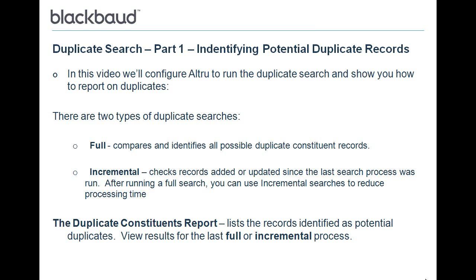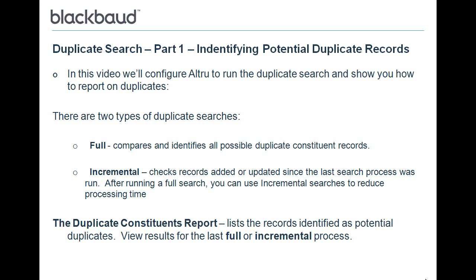There's the full search, which compares and identifies all possible duplicate constituent records in the database, and the incremental search, which checks records added or updated since the last duplicate search process was run. After running an initial full search, you can use the incremental search going forward to reduce processing time.